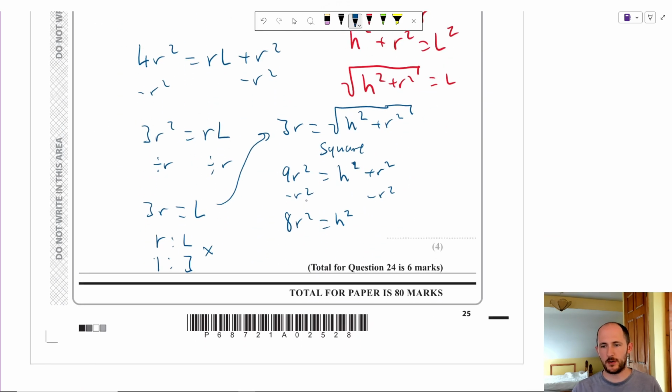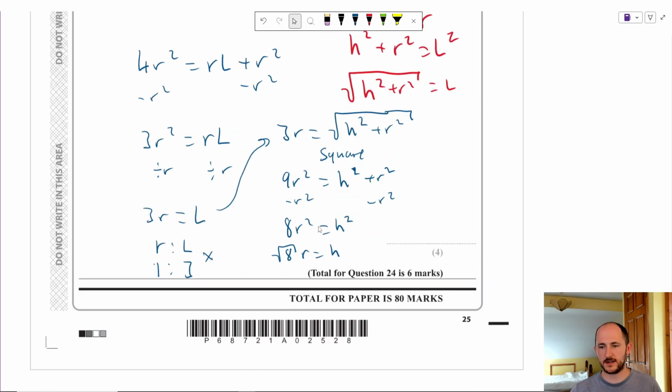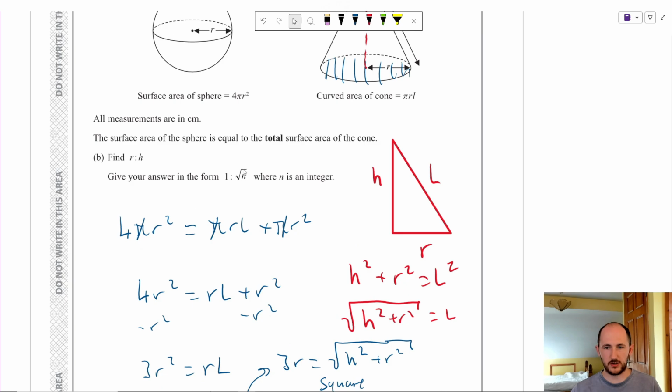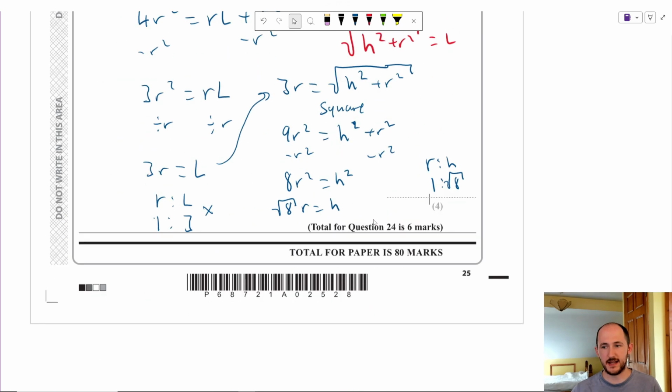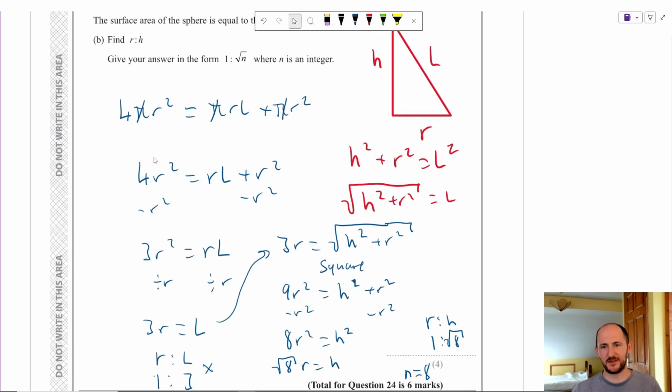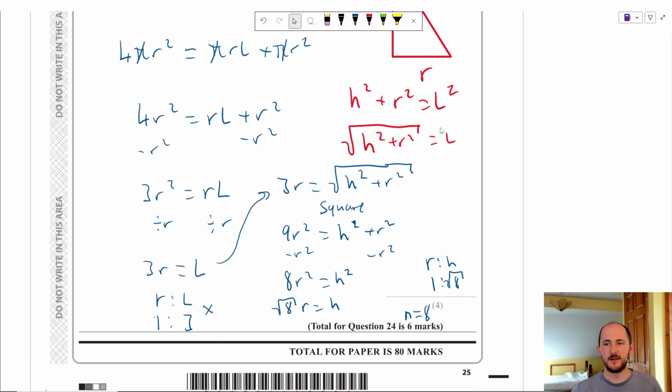So now I'm going to square root both sides and we get square root 8 r equals h. So then what's the ratio of r to h? Well, h is square root 8 times bigger than r, which if you look, it's a square root of n. So in this case, n is just equal to 8. Not the easiest question in the world. It seems easy from here, but then it gets a little bit tricky, and obviously the rearranging's not the easiest thing in the world either.